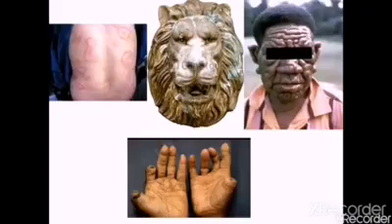A quick recap of what we have discussed regarding clinical features of two main forms of leprosy. In case of lepromatous leprosy, leonine facies, lion-like. In case of tuberculoid leprosy, macular or plaque-like skin lesions.